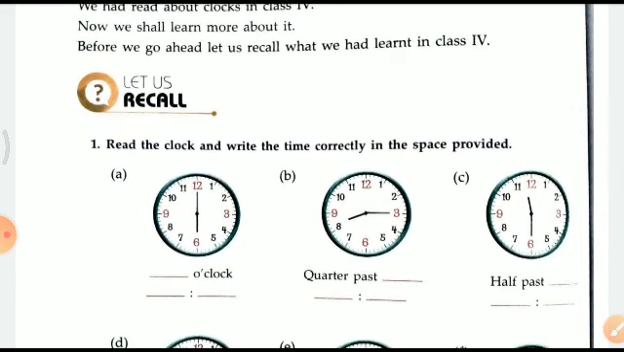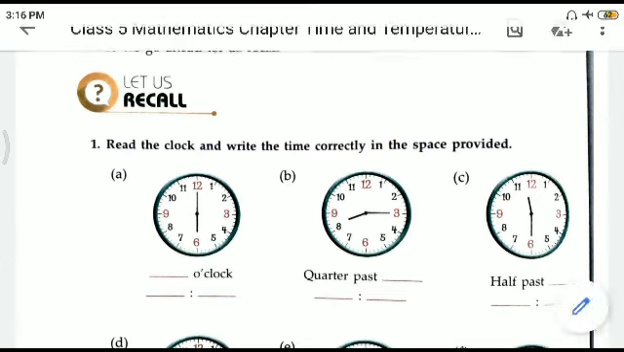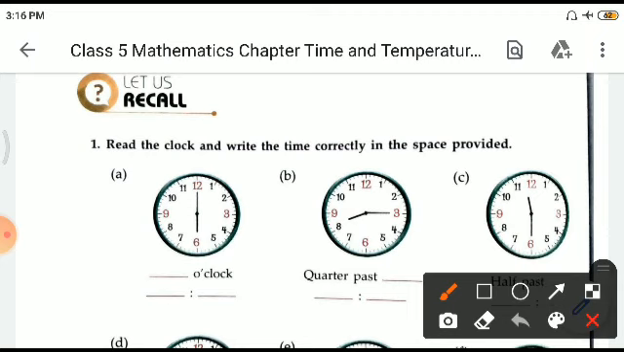See the first one, children, here. You can see in the first one, the small arm is at 6 and the bigger arm is at 12. So this is how much? This is 6 o'clock, right? So we will write 6 here, and beneath also we will write 6 here, and then 0 and 0. 6 double dot 0 0. Right? Look at the second one.